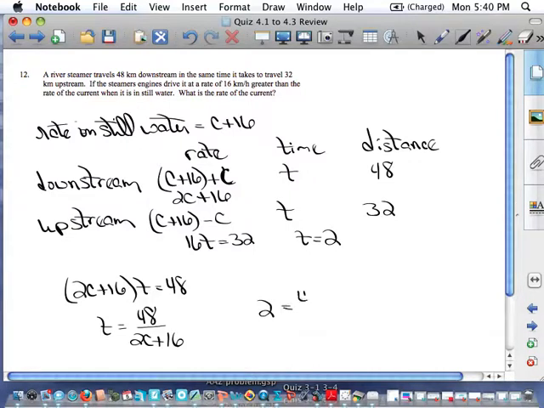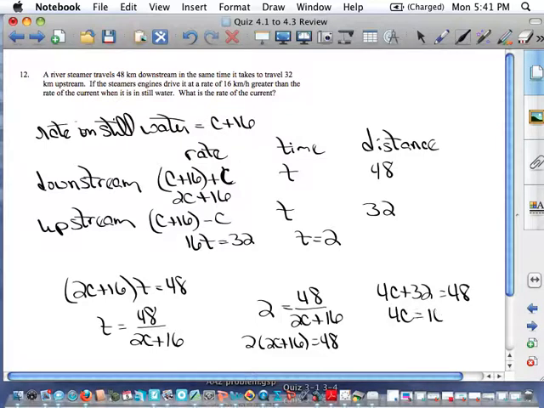t is equal to 48 over 2c plus 16. Multiply 2 times 2c plus 16 equals 48. You'll get 4c plus 32 equals 48. 4c equals 16, so c is equal to 4. So the rate of the current is equal to 4.